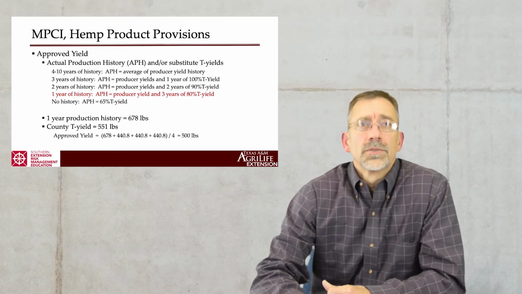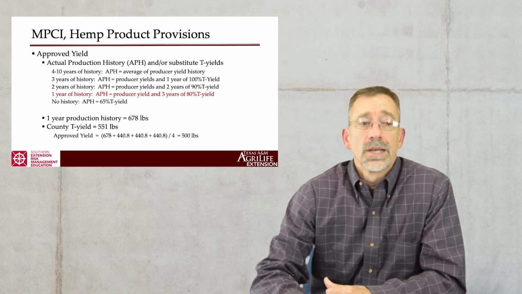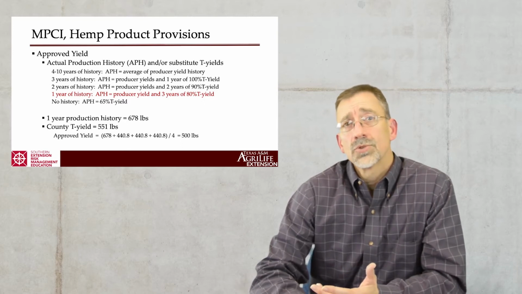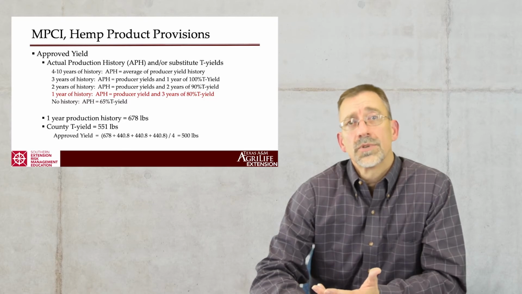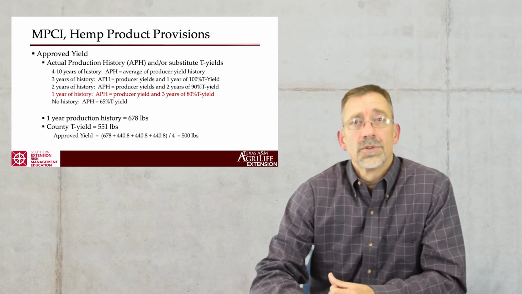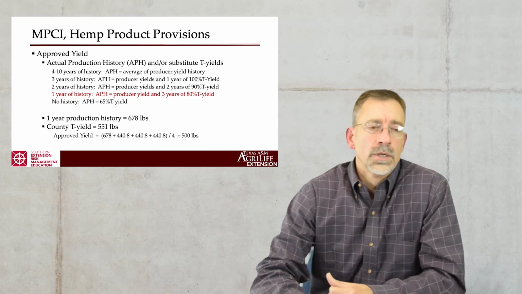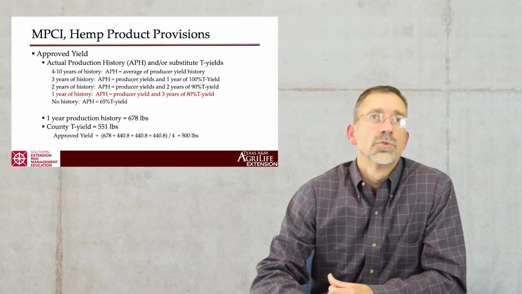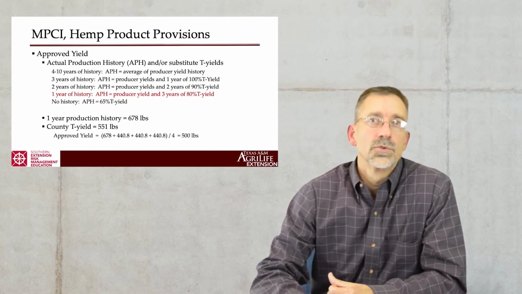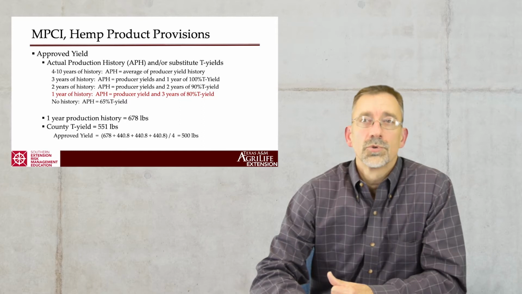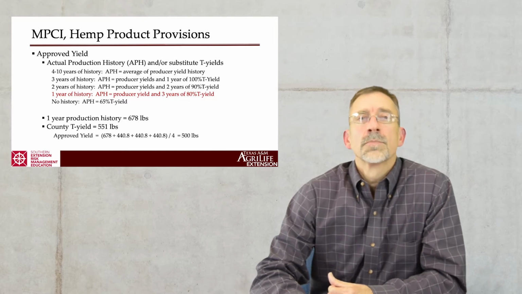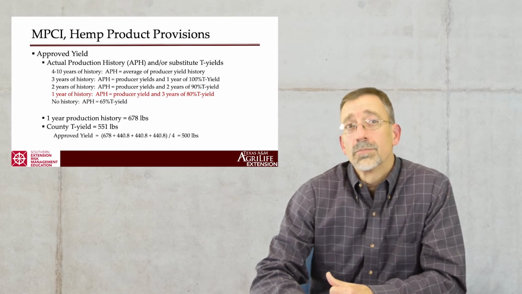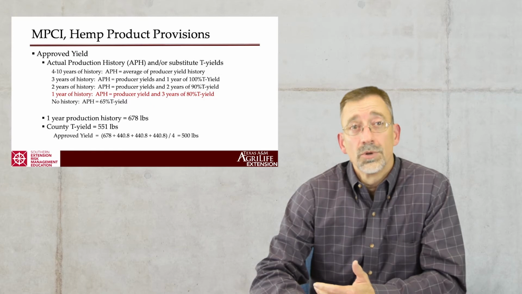In the simplest of settings, the approved yield would be the actual production history, or the average of a producer's historical yields if you have more than 4 years of history. If you have less than 4 years of history, then there's a formula. They will still average 4 numbers to come up with an approved yield, but you are required, by formula, to substitute transitional yields, or for short, they're referred to as county T yields. I'm not going to go over all of those. What will most likely be the case for hemp production, if you're even eligible, is you have 1 year of history.